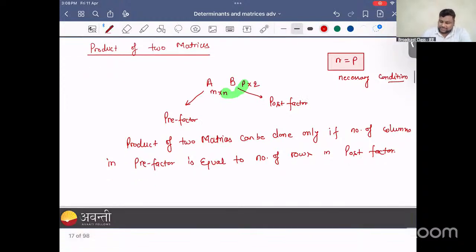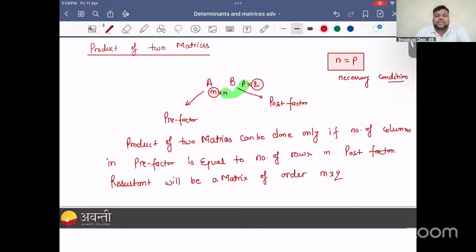So once it is done, the resultant will be a matrix of order m cross q. Means the number of rows of the prefactor and the number of columns of the post factor will be the order of the resultant matrix. Am I clear? Anybody? So only if this situation occurs will you be able to multiply two matrices. Fine.